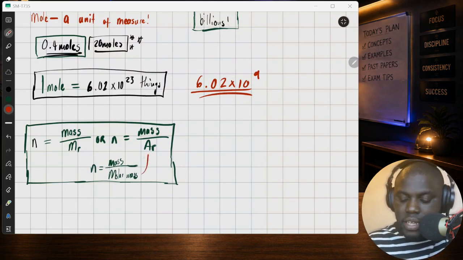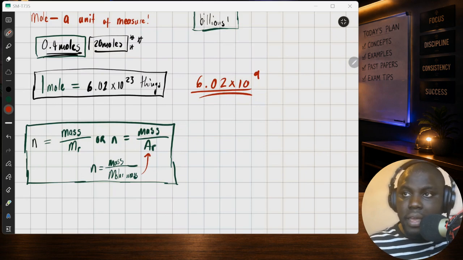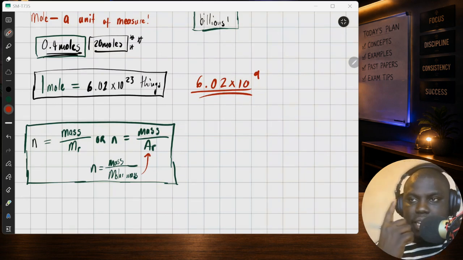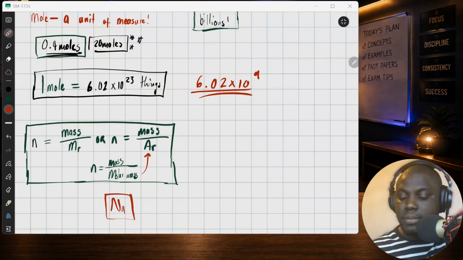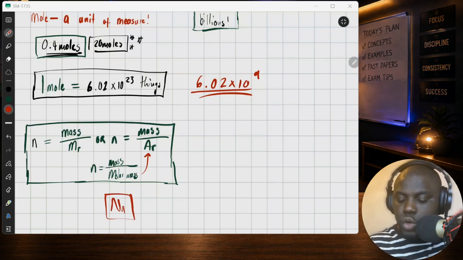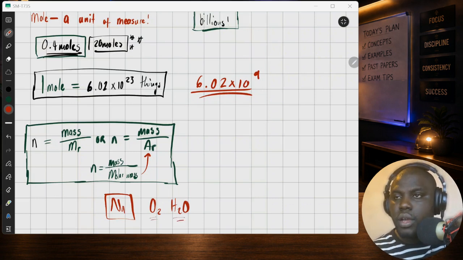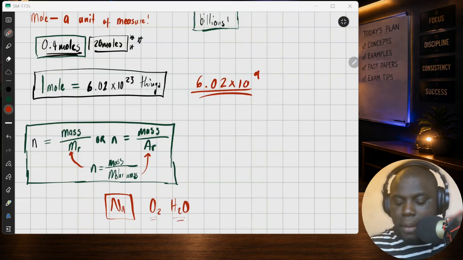Molar mass is given the symbol AR when you're dealing with something that appears alone. For example, you have sodium. They ask you for the number of moles in a certain amount of sodium. Sodium appears alone, so its molar mass is AR. But if you're dealing with something like oxygen, where it's O2, or water, where it's H2O, these things are not appearing alone. So molar mass is actually MR.